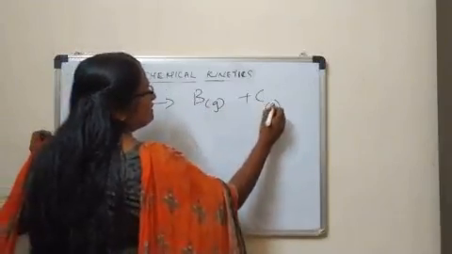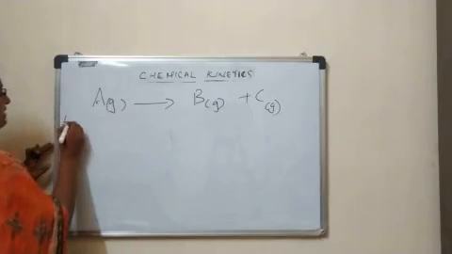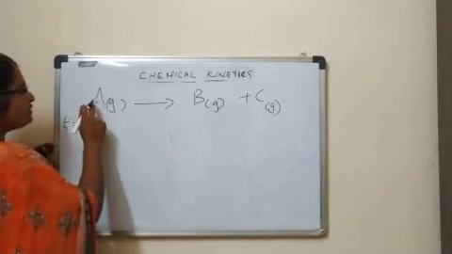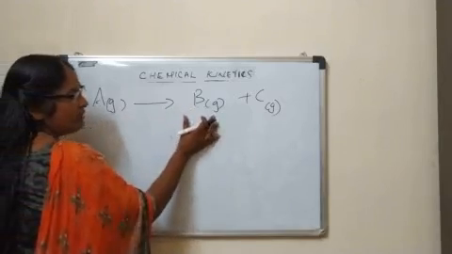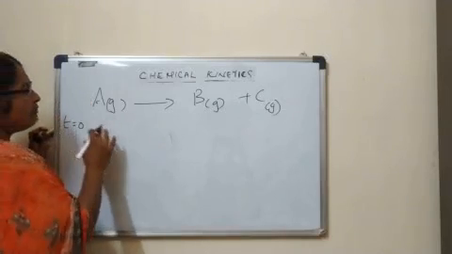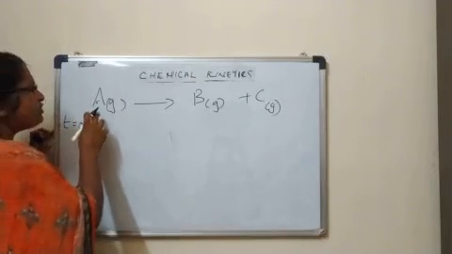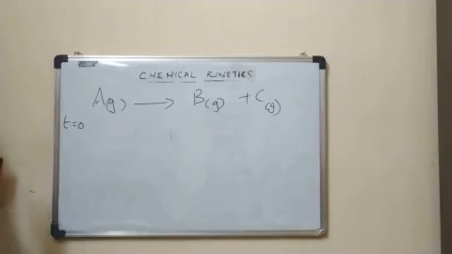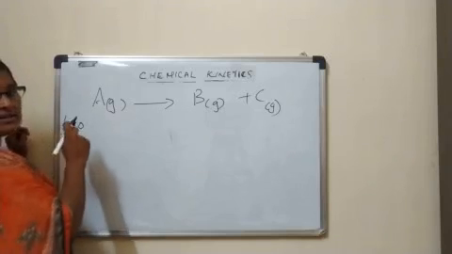Initially, at time T is equal to 0, that is at the start of the reaction, in the reaction medium only reactants are present, only A molecules are present, there is no B and C. So the pressure exerted in that reaction medium is due to the A molecules, because A molecules are constantly moving and colliding with each other as well as with the walls of the container, so it exerts pressure.